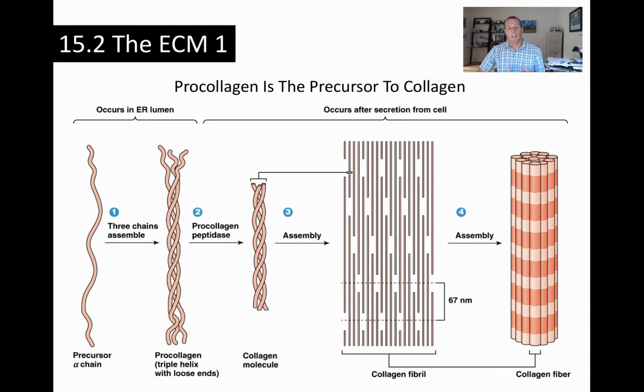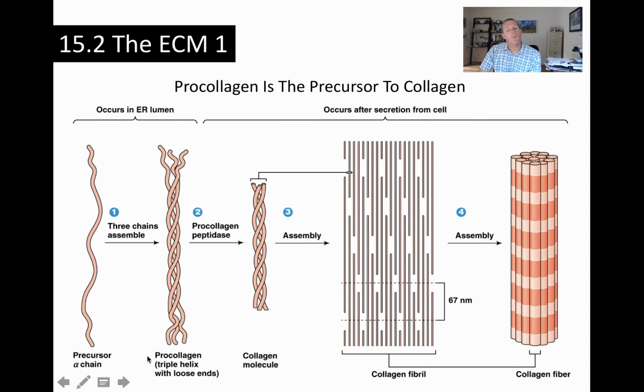Collagen synthesis is kind of interesting, because part of it occurs in the ER lumen, and then part of it occurs after secretion outside the cell. So in the lumen of the ER, you have synthesis of individual chains, obviously, and that would be an alpha chain, and then three chains assemble to form a triple helix, and that's called procollagen, and that all occurs in the ER lumen. So that's a nice example of multimeric subunit assembly in the ER.